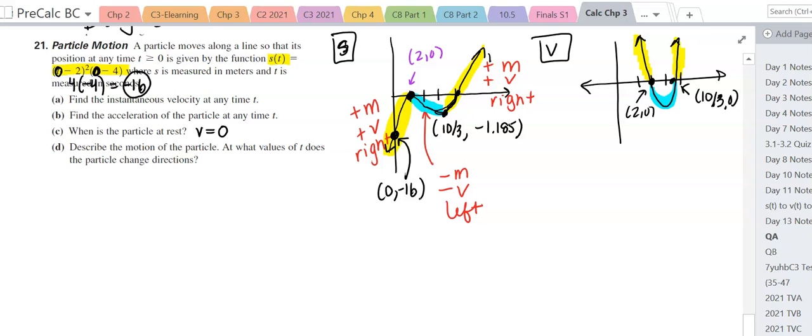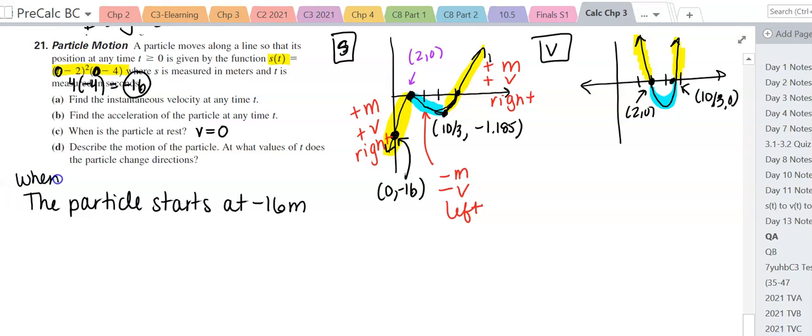All right, so now I'm ready to talk about the motion of the particle. I would say the particle starts at negative 16 meters, and you could say when t equals 0. Okay, and then what is the particle doing? It's moving to the right, and I know that because it has a positive slope. Okay, the particle travels to the right.